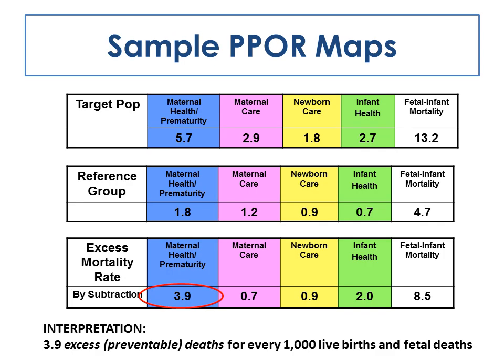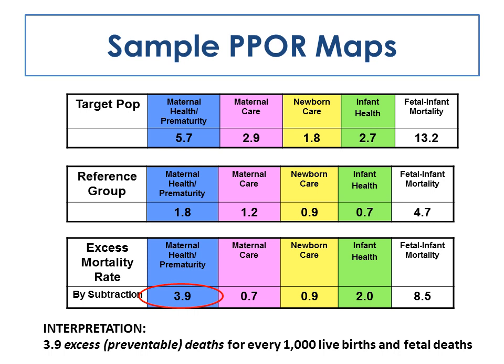This is the same PPOR map, just laid out a little bit differently to show the logic behind excess mortality rate. And it really is just subtraction. You take 5.7 minus 1.8, and you get 3.9. That tells you there's an excess death rate of 3.9, or 3.9 excess deaths for every 1,000 live births and fetal deaths. You can do that for each of the boxes. Then for each population, the target population and the reference group, you can add the totals in each of the colored boxes to get the total infant mortality rate for each of those populations. And then you can subtract that as well.